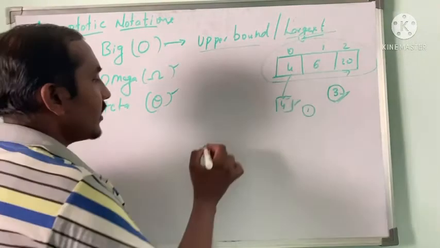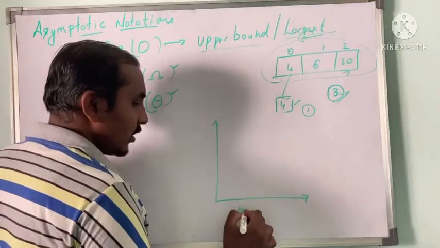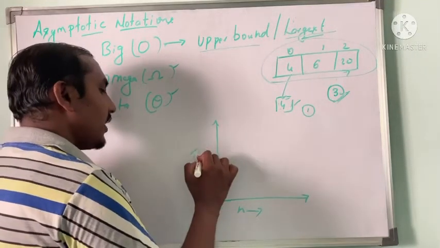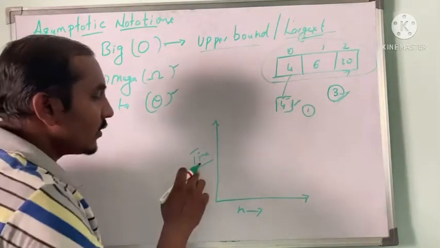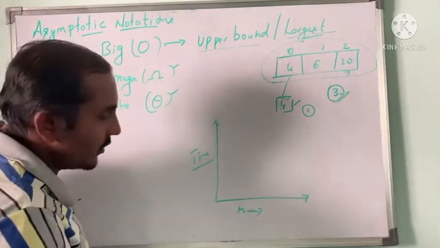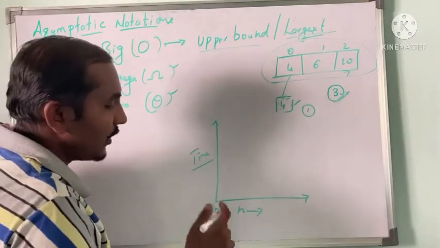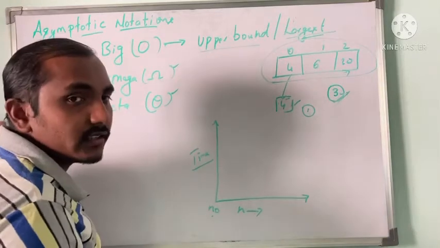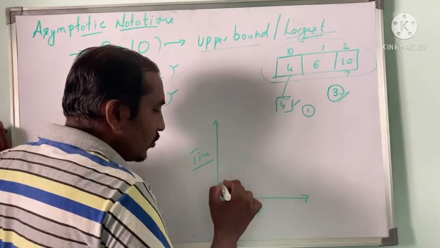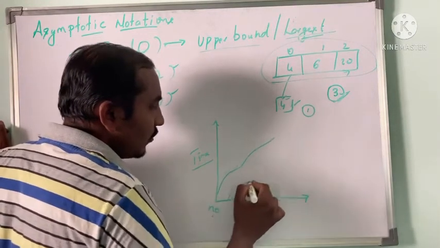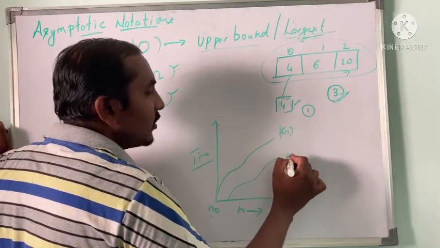This will be represented in a graph by using two things. One is time and the other one is number of elements, and the n value will always be greater than 0. It cannot be less than 0. And one more thing: here we are going to represent two functions. One is called f of n and the other one is called g of n.